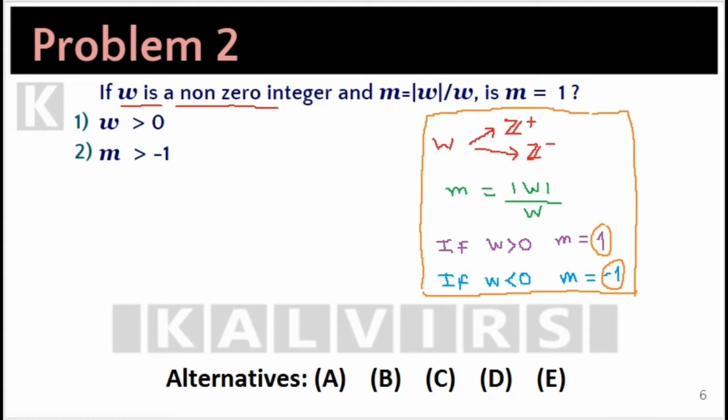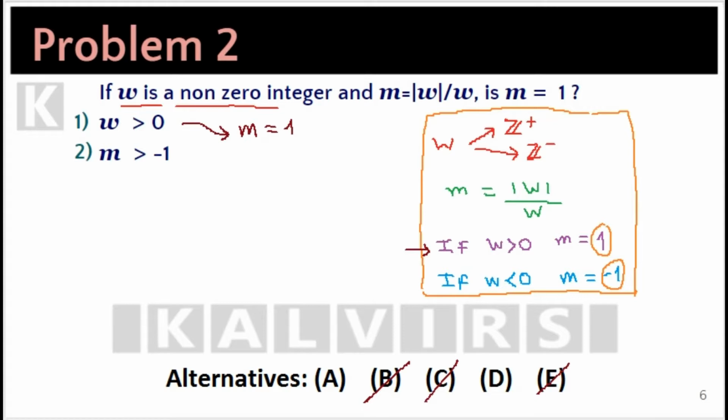So, from statement 1 alone, W is a positive number. If W is a positive number, then it is the first case, and M must be 1. So, statement 1 alone is sufficient. Choices B, C, and E are eliminated.